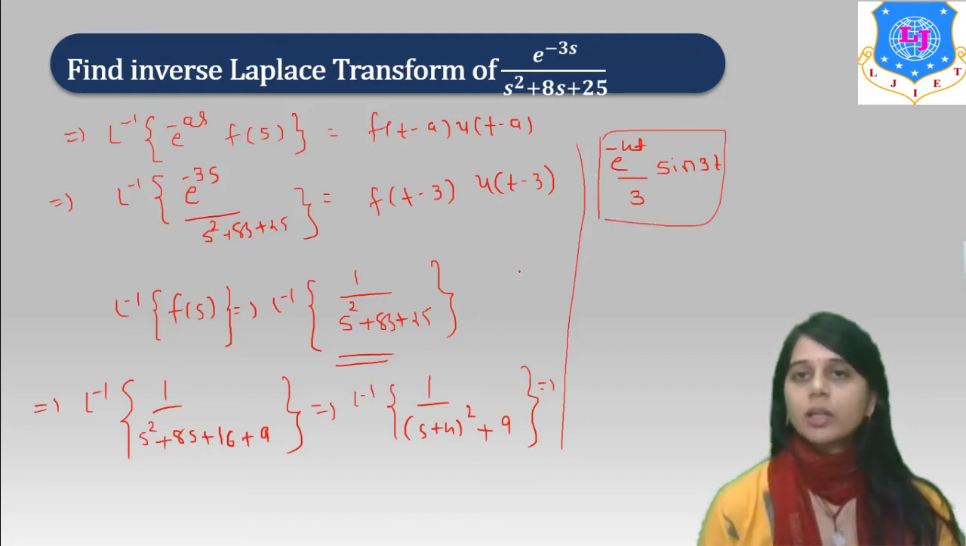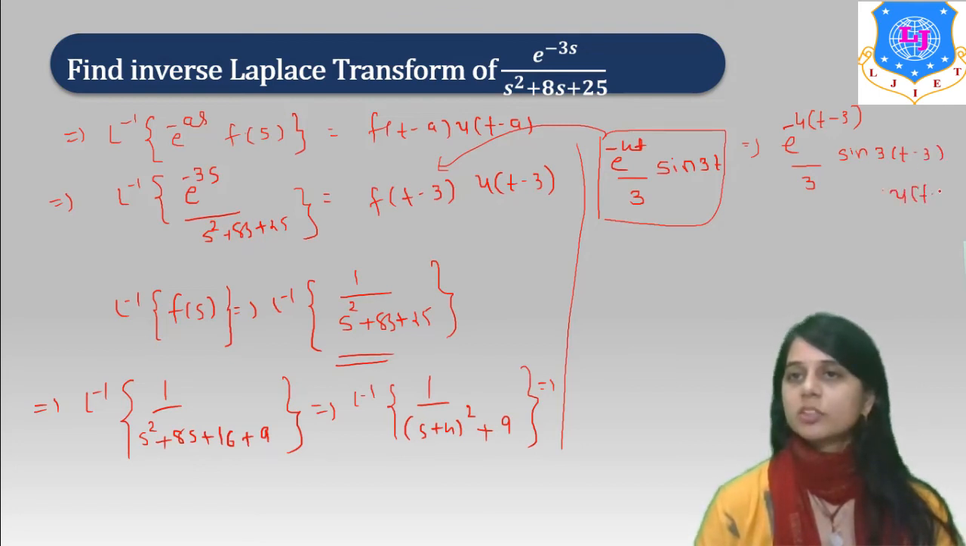Now, this is your actual f of t. So we replace in this form. The answer is e raised to minus 4 (t minus 3) upon 3 sin 3 (t minus 3) into u of t minus 3. Okay, we are taking again this form.